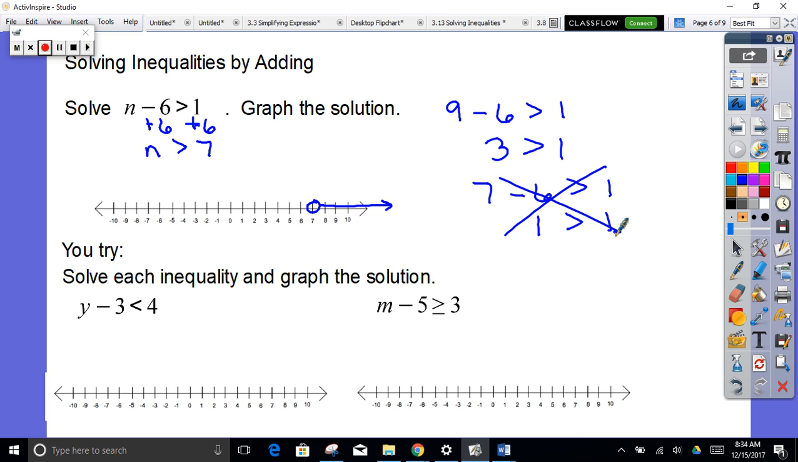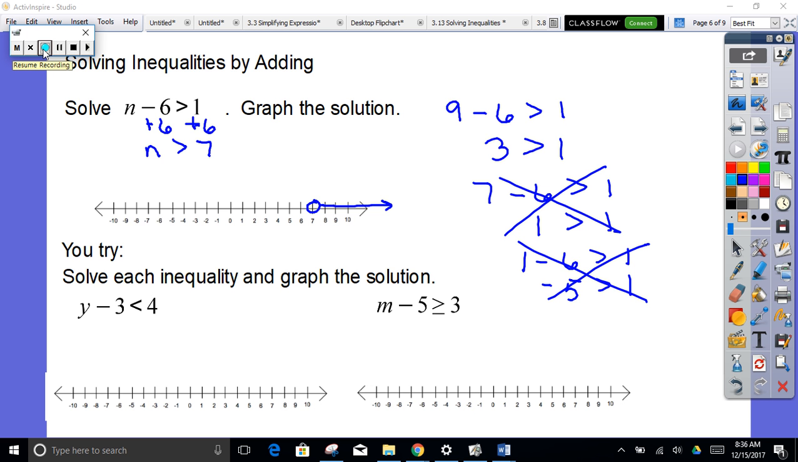For example, if we used 1, we'd have 1 minus 6 is greater than 1. We'd have negative 5 is greater than 1, and that's not true. Okay, 2 for you to try, and we'll move on to subtracting.